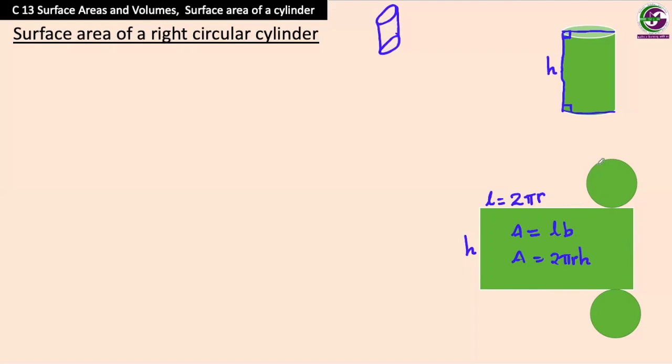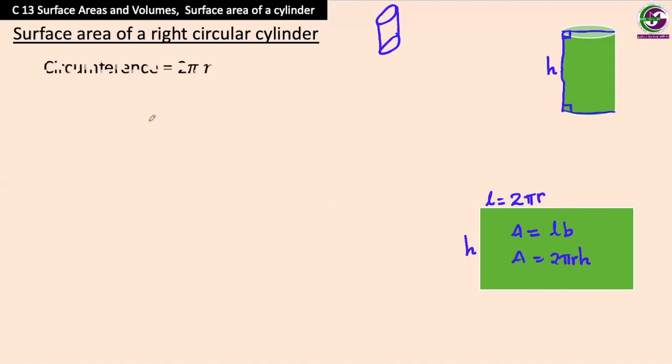Don't forget, we still have circles to consider for the total area. So in a cylinder, we have two parts. Total surface area, which includes the rectangle and two circles, and curved surface area. Curved surface area means only the rectangular sheet. And you know the area of the rectangular sheet is 2 pi r h.